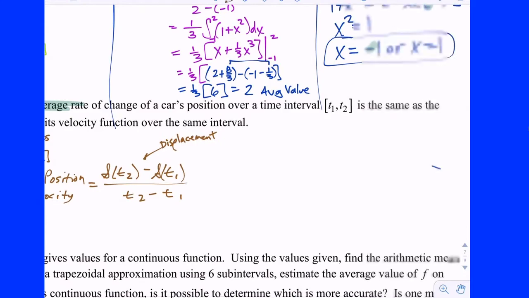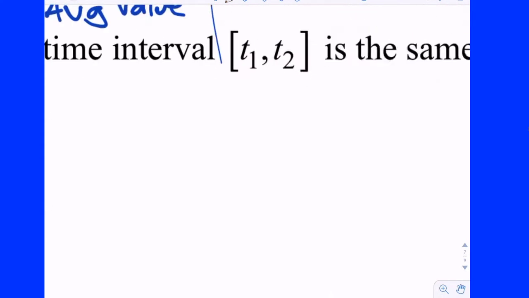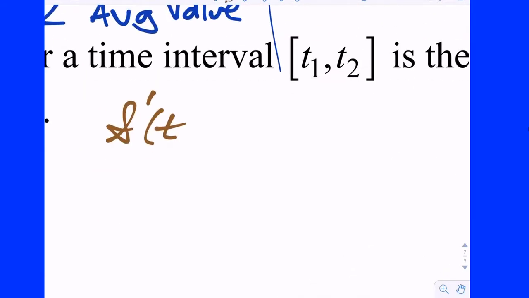Now it says to show that that's the same as the average value of the velocity function. Okay, so let's go ahead and find the velocity function. How do we find the velocity function, that is, as a function of a single variable t from the position equation? S prime. So S prime of t, let's give it a name. How about V for velocity? That's reasonable.